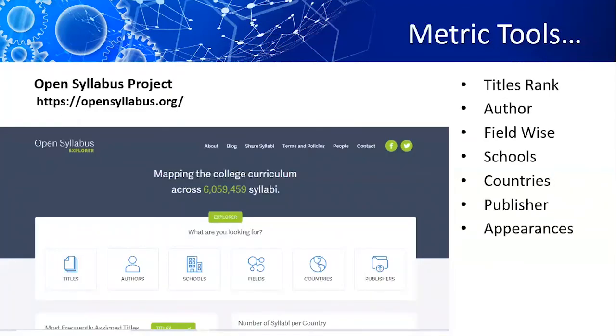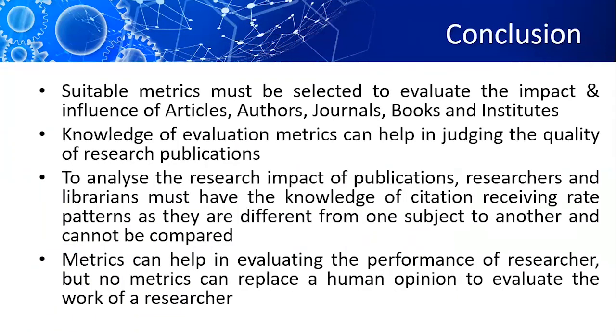So till now I have discussed many freely available resources and metrics which you can freely use for evaluating your resources. Now I am completing, and in the conclusion we can say that suitable metrics must be selected to evaluate the impact and influence of articles, authors, journals, books, and institutes. The metrics should be suitable. We have to select the correct metrics for evaluating our resources or any researcher. And knowledge of evaluation metrics can help in judging the quality of research publications. That is another conclusion I would like to mention here.